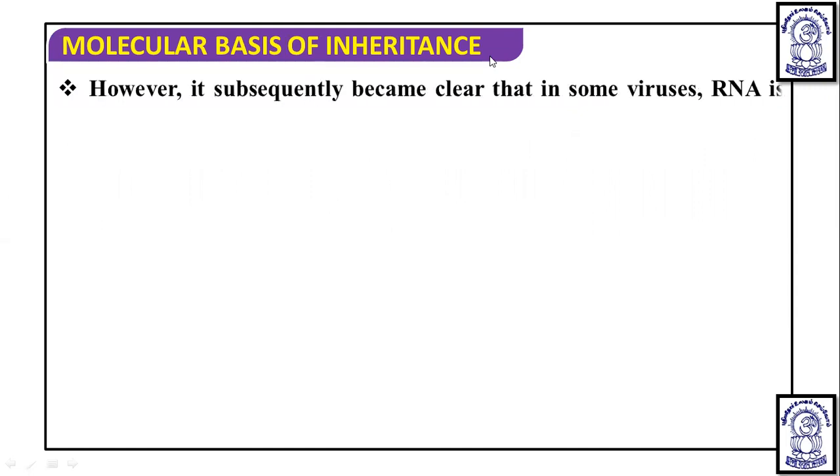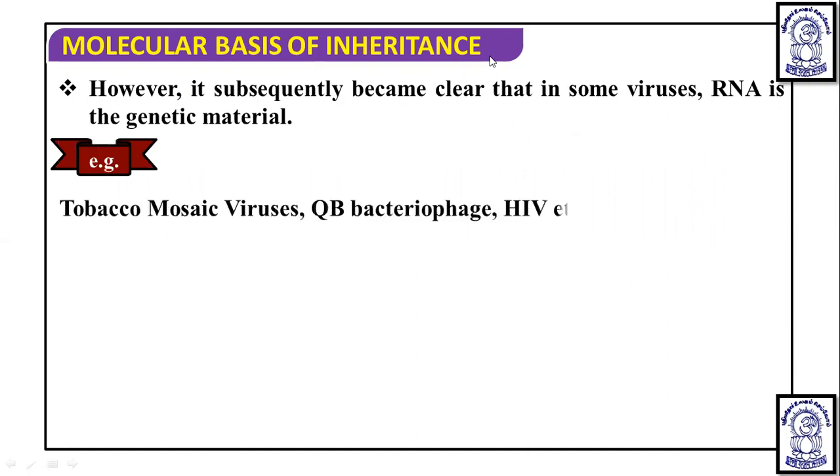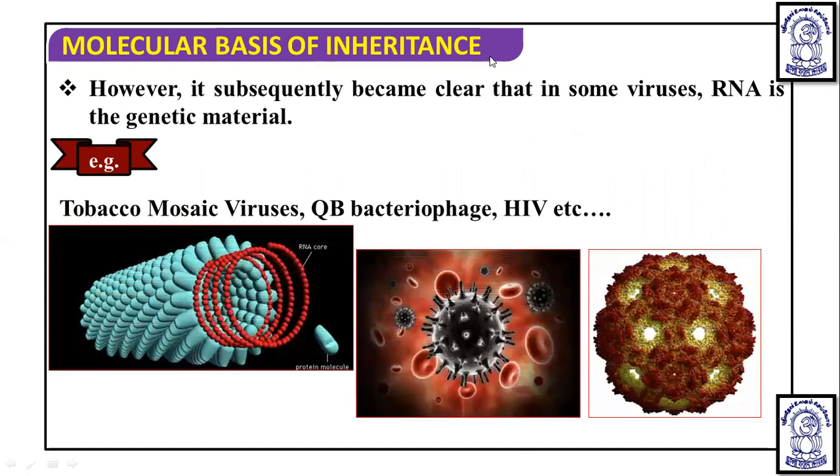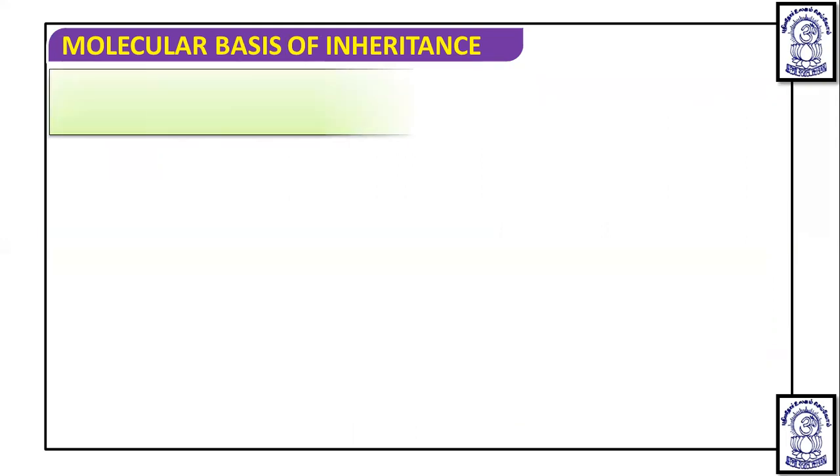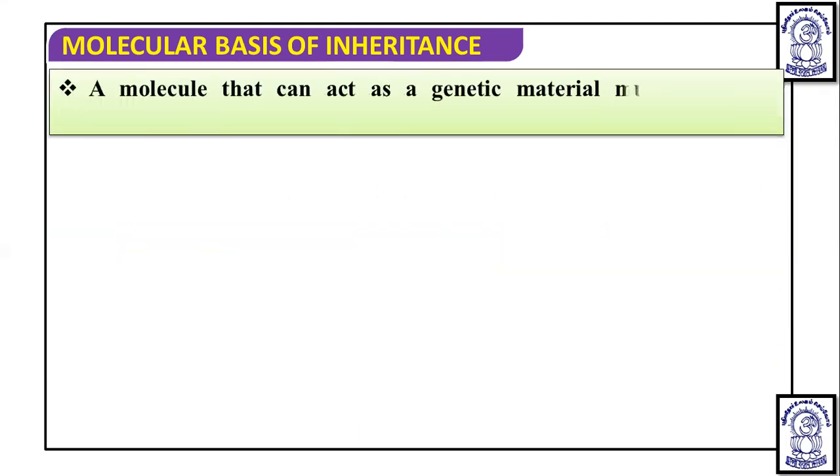However, it subsequently became clear that in some viruses, RNA also acts as genetic material, like HIV. Tobacco mosaic virus, QB bacteriophage and HIV all have RNA as genetic material. So it is not that DNA will always act as genetic material in all organisms. It is not so. RNA can be the genetic material in some of them, but DNA is more common.